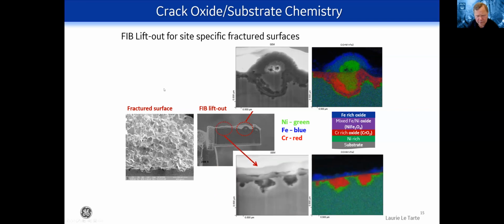The nice thing is with a FIB lift-out of this size, we can do multiple regions. When we look at the second region, certain features are similar. However, towards the outermost layer, we do see some pretty significant chemical differences. So that's of importance for us to know and pass along to our colleagues.